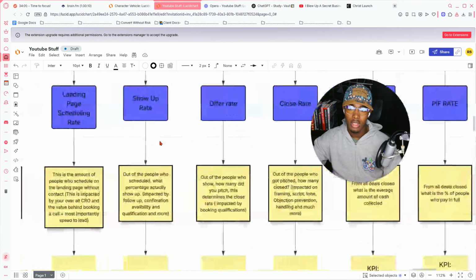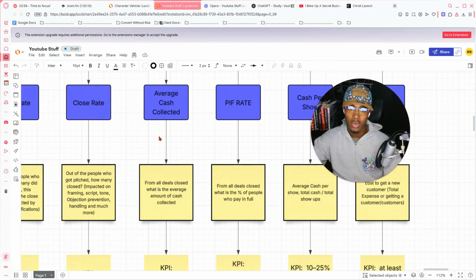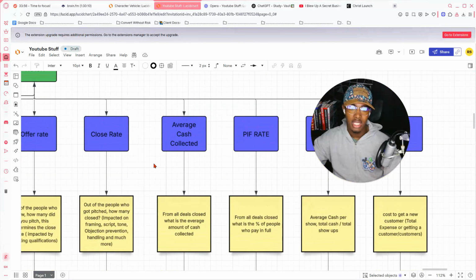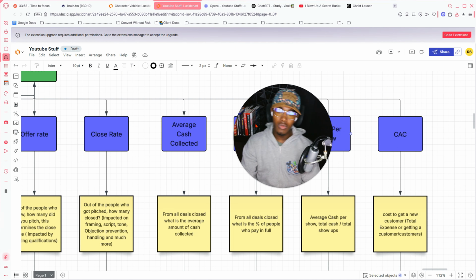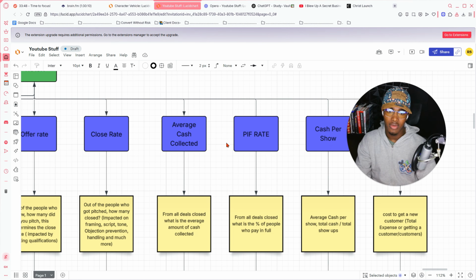But let me see another metric that I can help you guys with real quick. Okay, average cash collected. I'll just go off the top for this one. You can increase average cash collected. Average cash collected and PIF rate are very similar, but you want to have a downsell so that if a person's not qualified, you're not trying to collect $100 on a $5,000 or $3,000 thing. You could just sell them something cheaper, not have to worry about it. That's a whole separate deal.